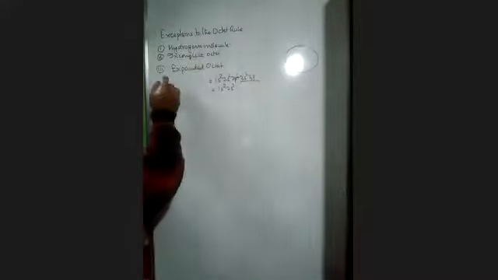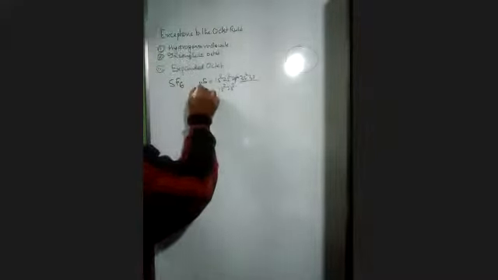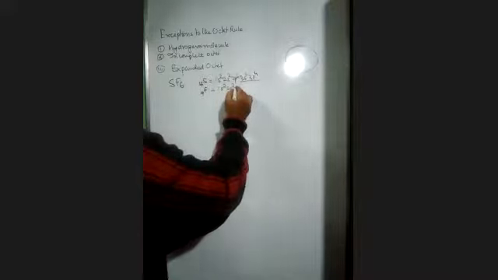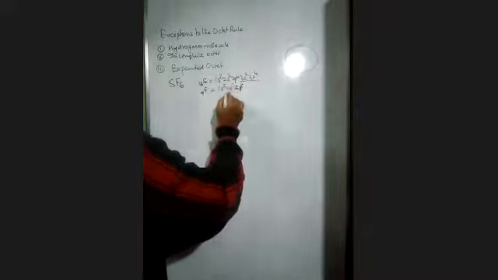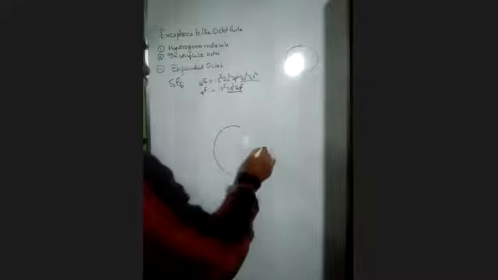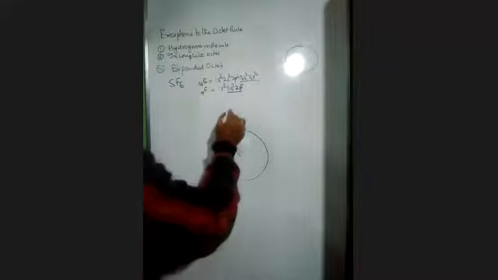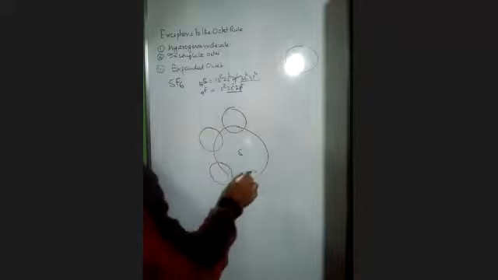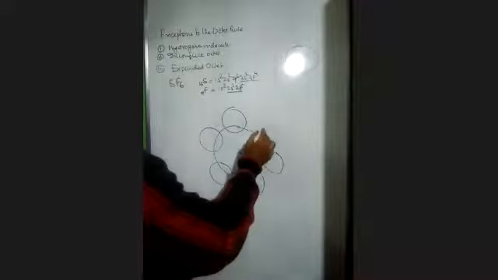Please you do SF6. Sulfur is 16, so it will be 4, and fluorine is 9. So it is 2s2, 2p5. So this is the valence electron, and this is the valence electron. Sulfur has 6 valence electrons, and fluorine has 7. So I'm only going to draw this one for you. Sulfur: 1, 2, 3, 4, 5, and 6.